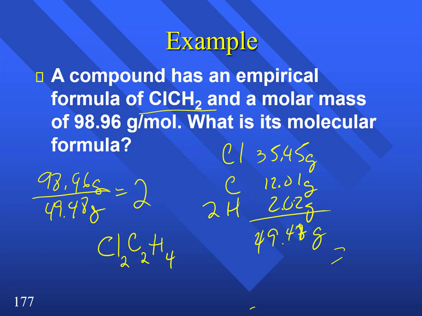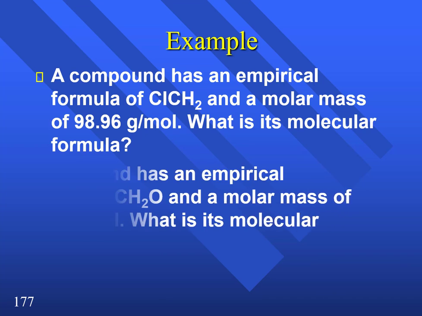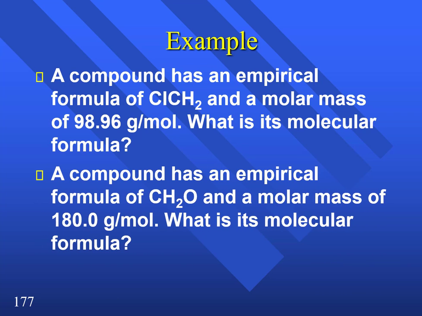So if you know the molar mass, it makes sense that this is a pretty logical thing. Just figure out how many times heavier it's got to be. Because it's got to be a whole number heavier because atoms are whole. Okay? So compound has an empirical formula of CH2O and a molar mass of 180. What's its molecular formula? Work that one out and see what you get. And you'll see it's a really sweet answer.